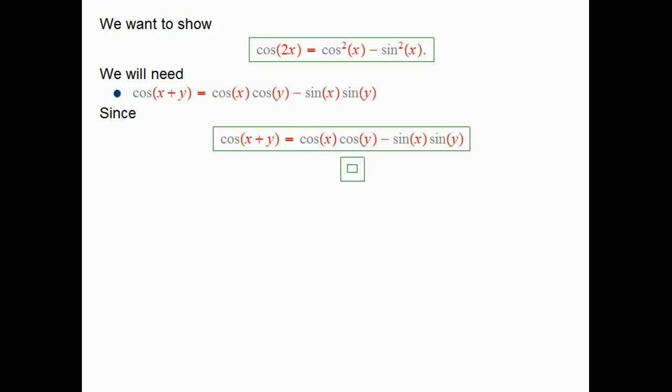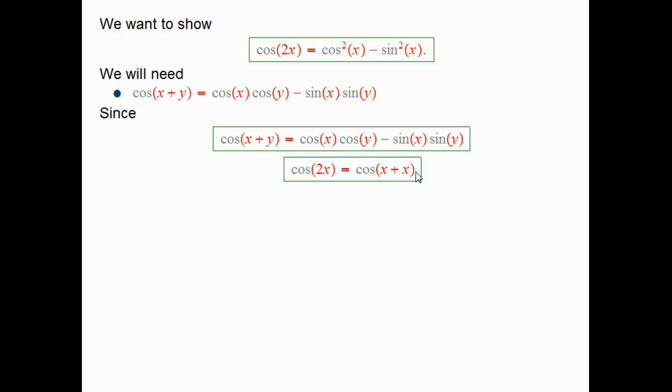We will start with the left hand side of this identity that we want to derive, namely cosine of 2x, and I'm going to write cosine of 2x as cosine of x plus x. Why? Because 2x is nothing but x plus x. So cosine of 2x is cosine of x plus x. Now I'm going to appeal to this trig identity here.